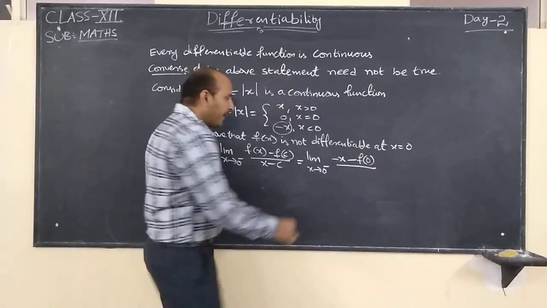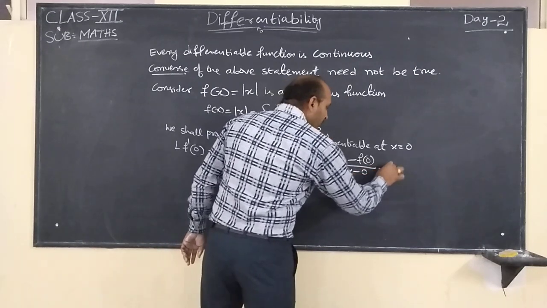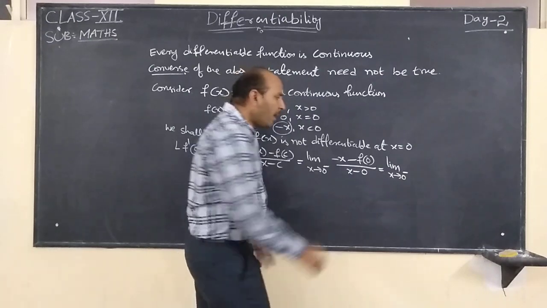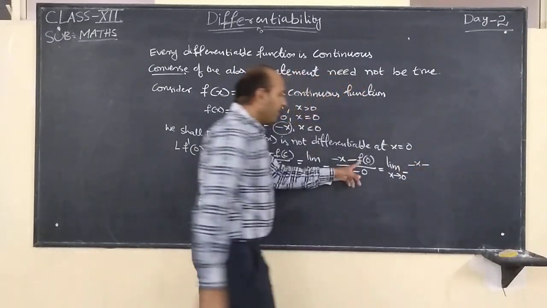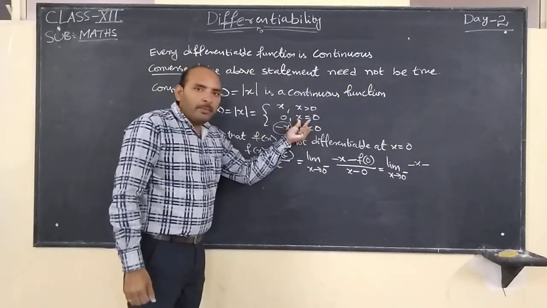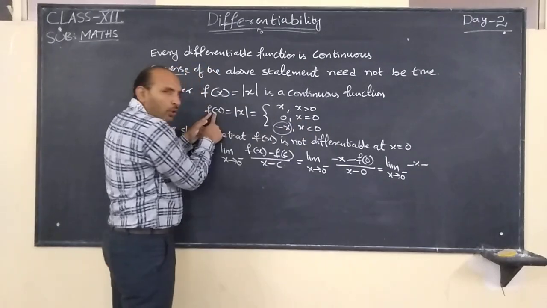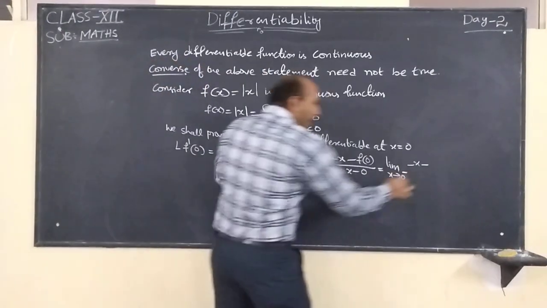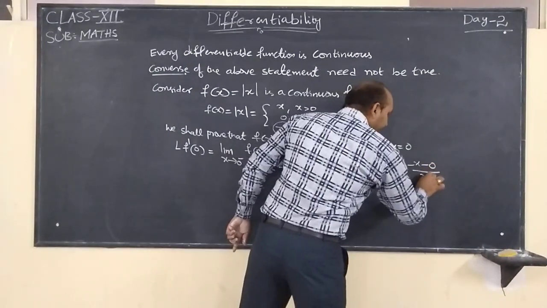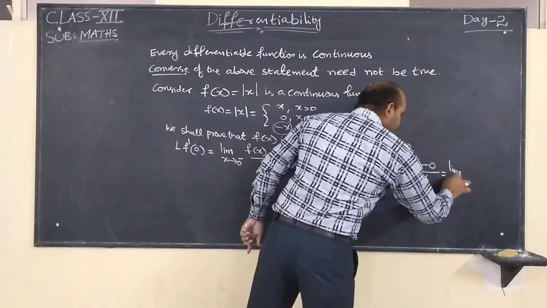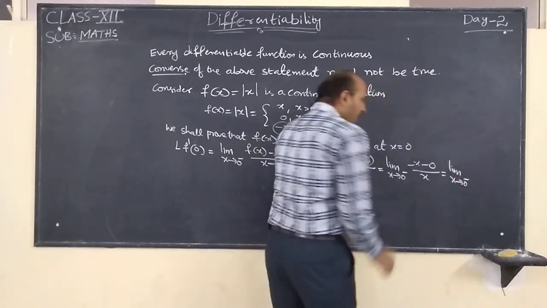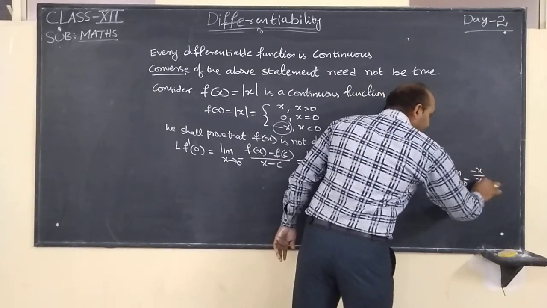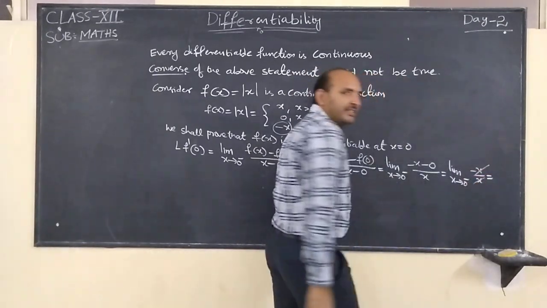So limit x tends to 0 minus of minus x minus f of 0 value. When x is equal to 0, f of 0 becomes 0, so minus 0 divided by x, which equals limit x tends to 0 minus of minus x by x, which is equal to minus x plus x gets cancelled.